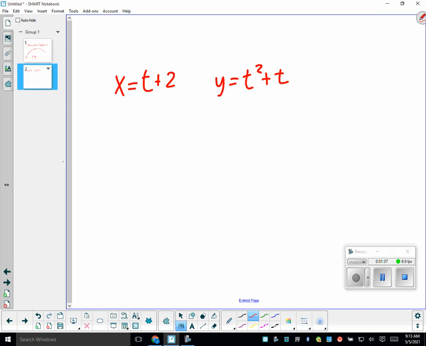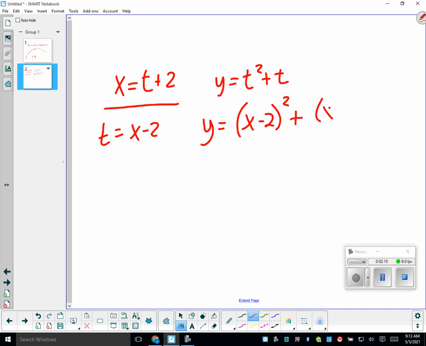All right, what I want to do is convert this to one equation. So I'm going to have to pick one of my equations to solve for t, or solve for something that I can substitute in. Can you use elimination also? You could if you could eliminate it all. In this case, I can't. Could I solve this equation for t? What is t equal to? And then over here I have y equals x minus 2 squared plus x minus 2.